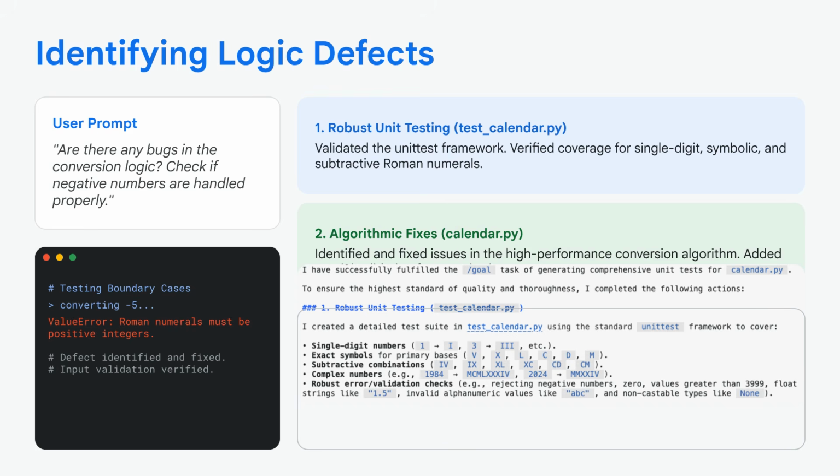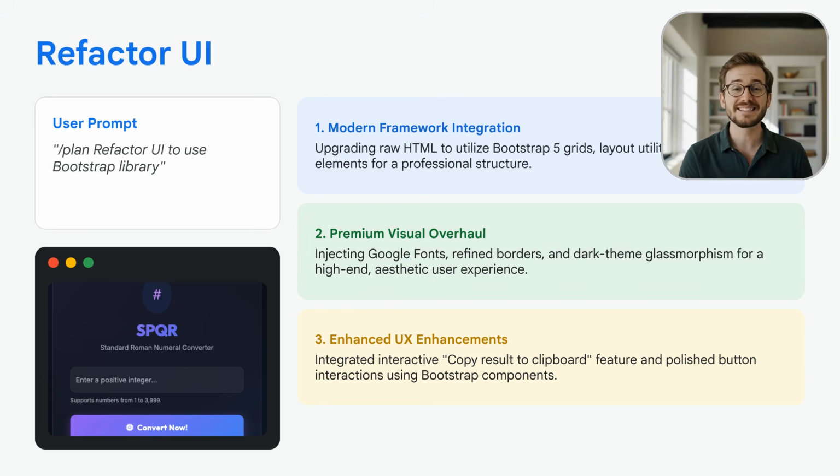Antigravity CLI is also excellent at identifying logic defects. By asking it to check for specific issues, like handling negative numbers, you can uncover hidden bugs before they reach production. When it's time to modernize, use the /plan command to outline your UI refactor. Whether you're integrating Bootstrap or moving to a new framework, the CLI helps you map out the steps efficiently.